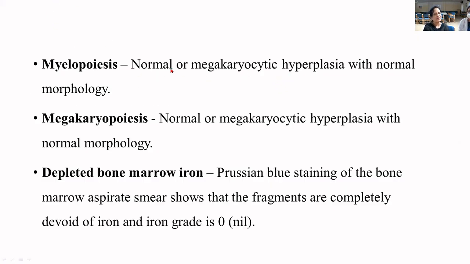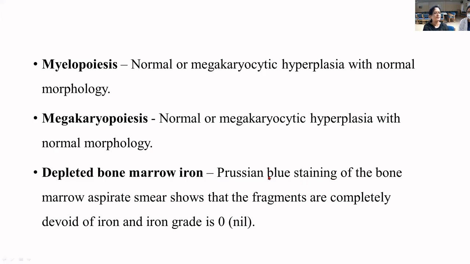Myelopoiesis. Okay, what is this? You have written megakaryocytic hyperplasia here. Myelopoiesis, megakaryopoiesis, two confusing terminologies. If you give students malignant melanoma, they know it is malignant melanoma, but when you ask them what it is, they say multiple myeloma. That is confusion. So myelopoiesis has become megakaryopoiesis here. It could be normal or there could be hyperplasia. Megakaryopoiesis is normal or increased. Okay, so important here is depleted bone marrow iron.